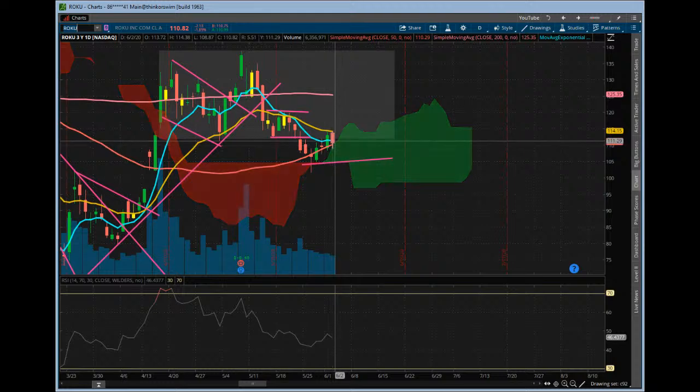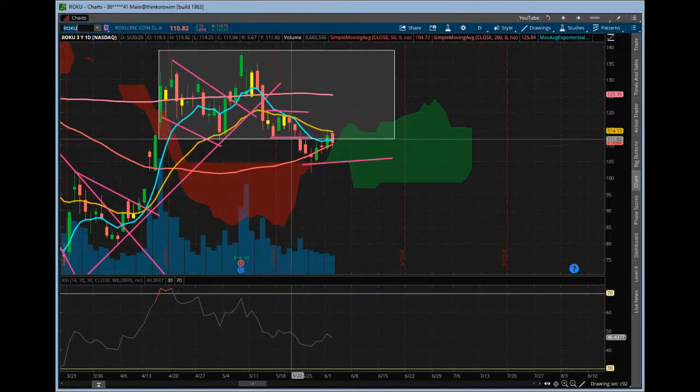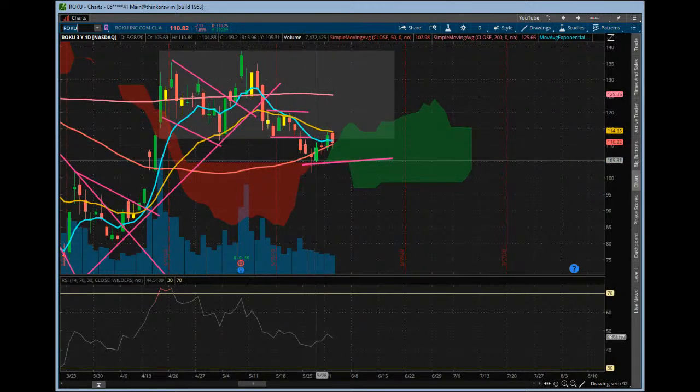All right, so Roku broke down right here out of the trend box. Tried to give a move through the thin cloud right here. It couldn't do it. Ended up holding a support. Now it's got the big cloud here as support. Trying to push its way up.